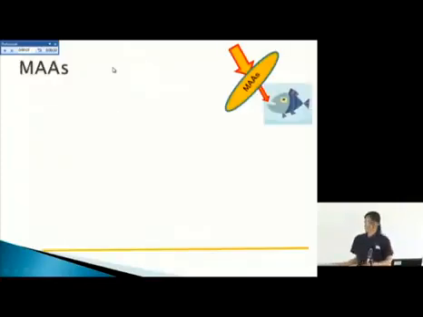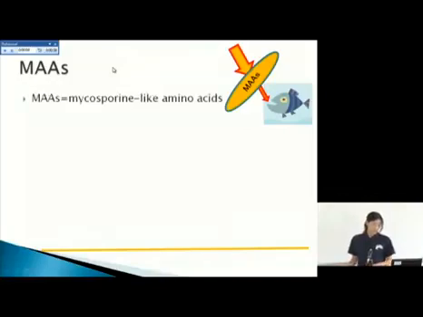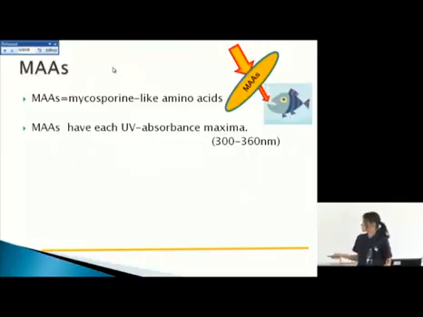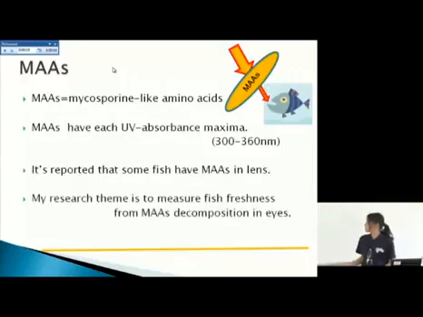First, what's MAS? MAS means mycosporine-like amino acids. MAS have UV absorbance maxima from 300 to 360 nanometers, and it's reported that some fish have MAS in their lens. So MAS protects fish eyes from dangerous UV effects. And my research team aims to measure fish freshness from MAS decomposition in eyes.